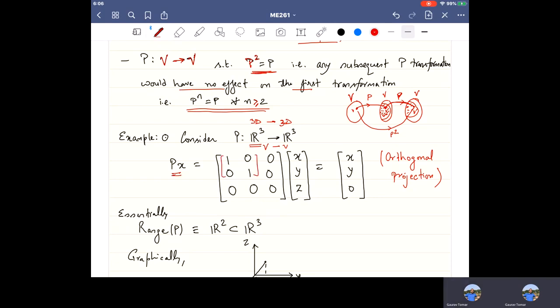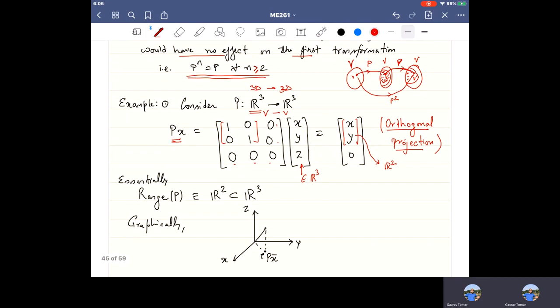Let's define it as this matrix with 1, 0, 0, 1, and the rest of the elements of the matrix are 0. Now, if you take any vector belonging to the 3D space, it will get mapped to something like this, which is essentially a subspace of 3D, and this belongs to 2D, right? So you have projected it to a subspace of 3D, which is 2D. If you do it this way, this is called an orthogonal projection, and the range of P in that case is the same as R square, which is a subspace of R3, as I said.